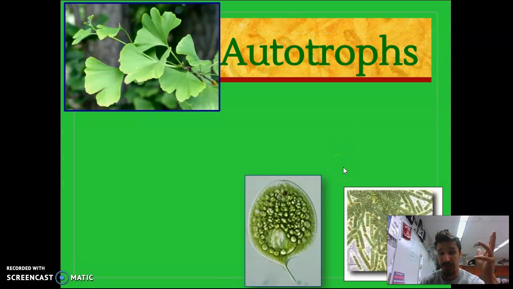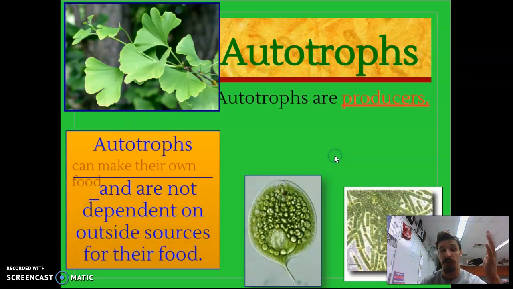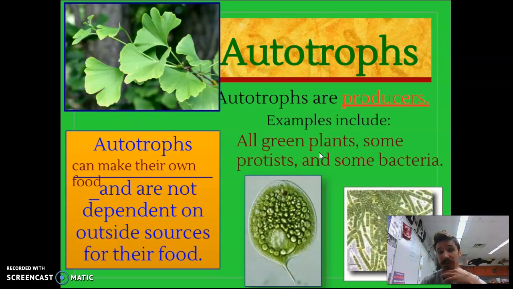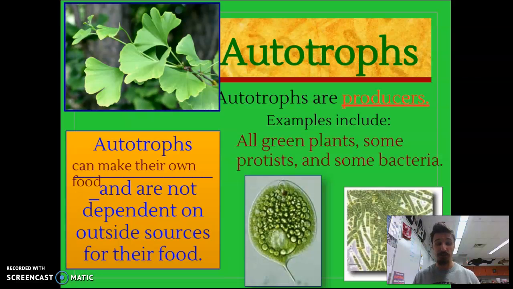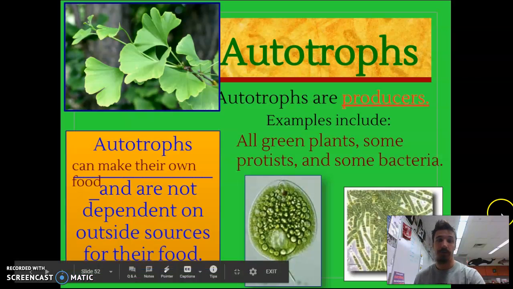Autotrophs, which are plants, in particular green plants, autotrophs are producers. Autotrophs can make their own food. And some examples include all green plants, some protists, some bacteria even, some single-celled organisms can make their own food because they can photosynthesize, believe it or not. All right, so these are the energy requirements of all living things, right? There are autotrophs, which make their own food, heterotrophs, which need to consume food to make energy, but all of this consumption or making of food is in an effort to produce energy for the cells.